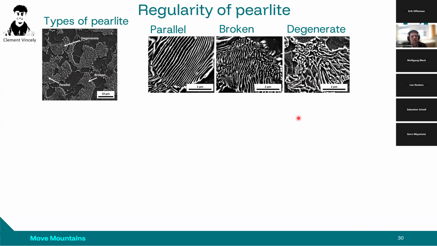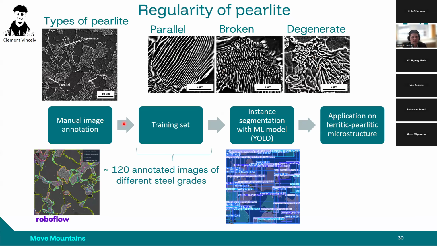Another PhD student is working on that, Clement Winzeli, also acknowledged for his work in that field, because he used machine learning methods to evaluate the microstructure. You can see here an SEM image of a pearlitic microstructure. We divided the pearlitic morphology, I would say, into parallel, broken, or what we called degenerated pearlite. And what we did here is, first of all, you have to do manual image annotation using a software called Roboflow. You need this training set, which is manually annotated. We did it for 120 images.